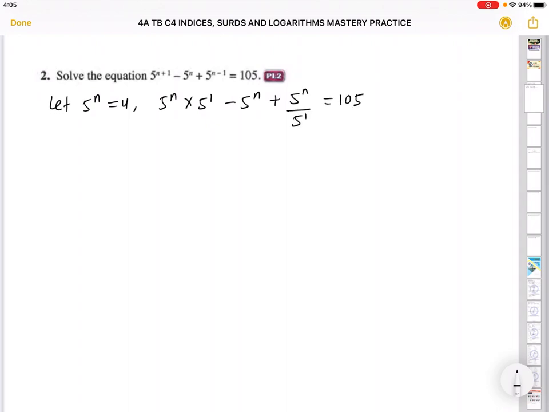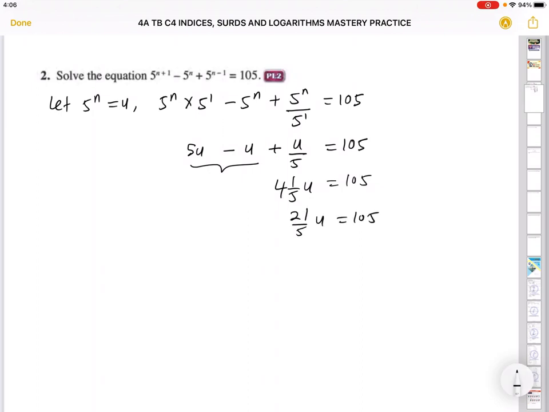The result is 105. So if 5 power n is u, you will get 5u here. This will be just u. This is u over 5. The result is 105. So as we subtract, you can actually subtract, or you can just multiply by 5. I think we can just minus that. So 5 minus 1 is 4. 1 over 5u equals 105. So this is actually 21 over 5u equals 105. Now 105 you can times with 5 divided by 21, you should get 25.